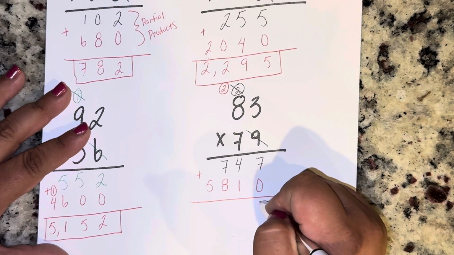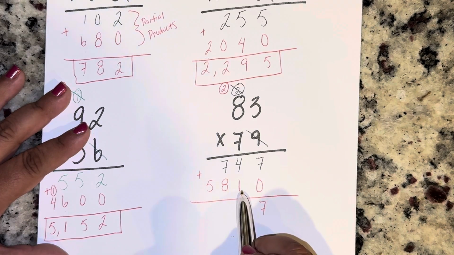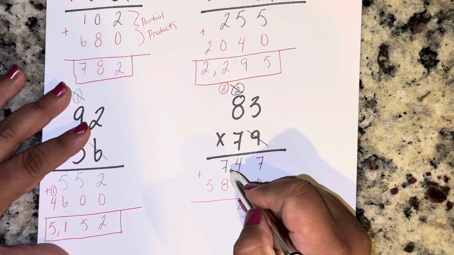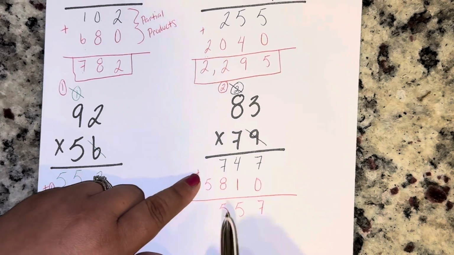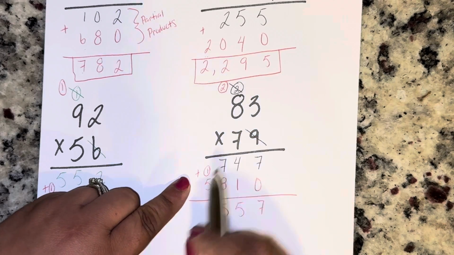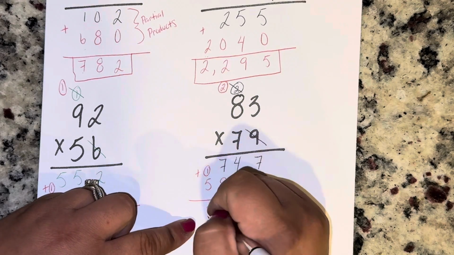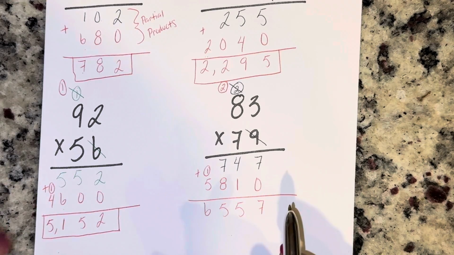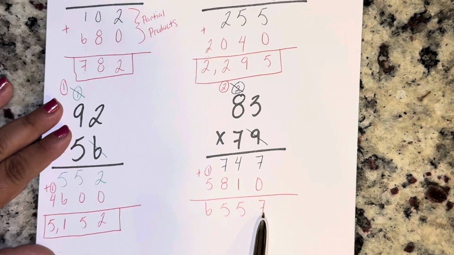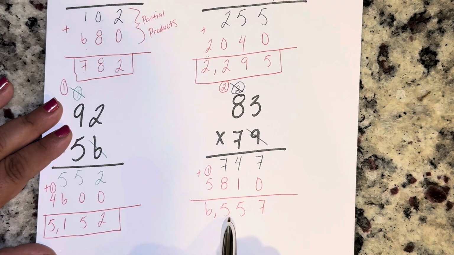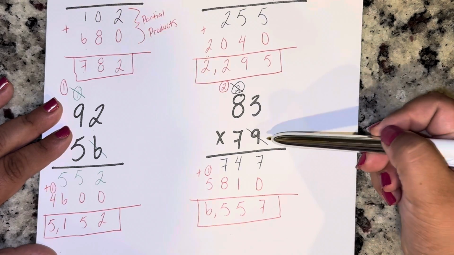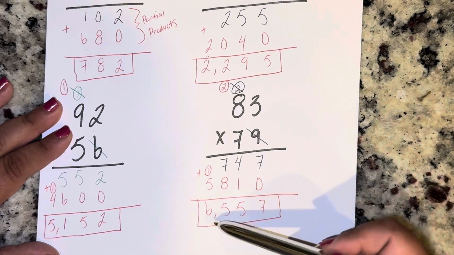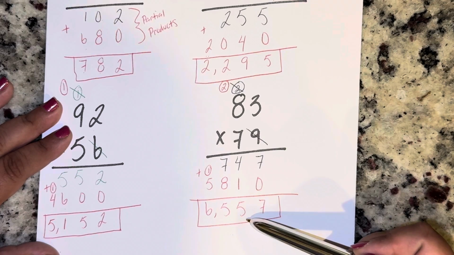7 plus 0 is 7. 4 plus 1 is 5. 7 plus 8 is 15. I brought my 5 down. I'm going to regroup my 1. So now 1 plus 5 is 6. Now I need to write my comma to finish my product. I'm going to do 1, 2, 3, comma. My product is 6,557. So 83 times 79 equals 6,557.